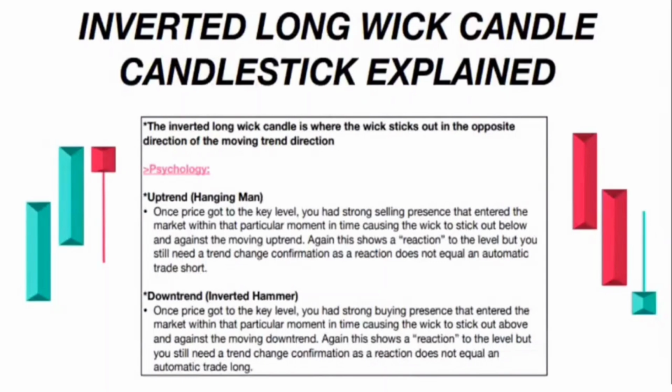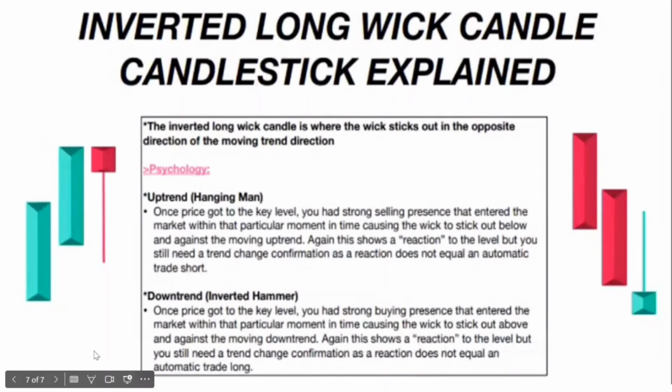The wick stuck out above, against the moving downtrend. So it shows a reaction to the level, but you still need trade-change confirmation, as a reaction does not require an automatic trade entry.